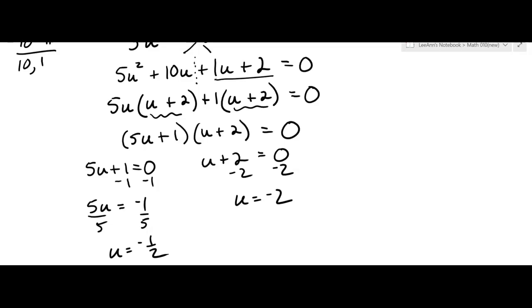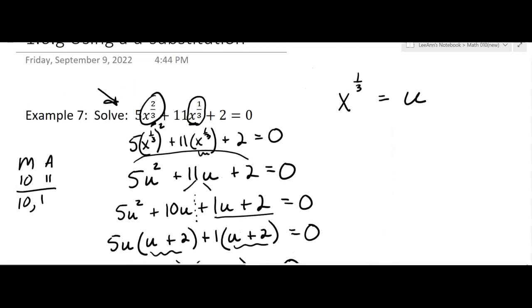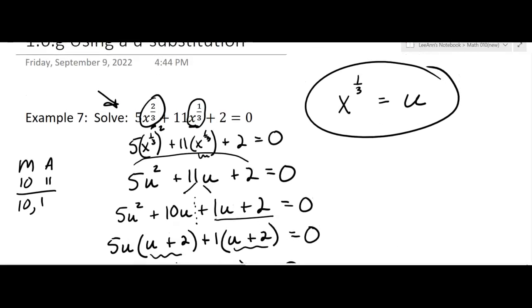So we have two solutions for u, but we're supposed to find values for x. So I'm going to go back to my u substitution, and now I'm going to plug in the values I got for u, one at a time. Okay, so first, what was it? Negative 1/5? I think it was negative. Oh, well, I wrote it wrong, but it was supposed to be a negative. You're probably going, why did she have that 2 in there? It was a negative 1/5. Okay, so x to the 1/3 equals negative 1/5.